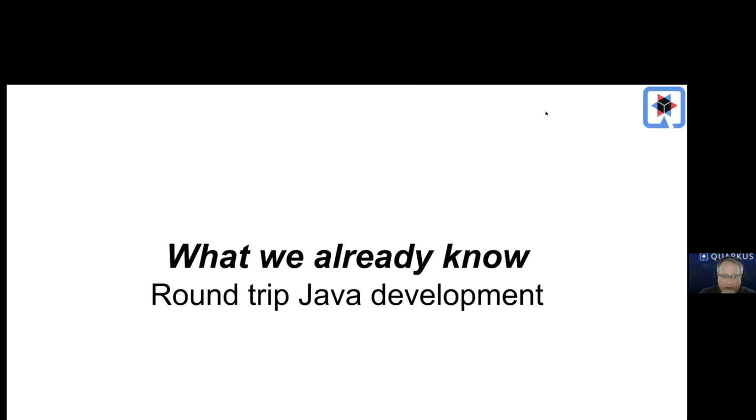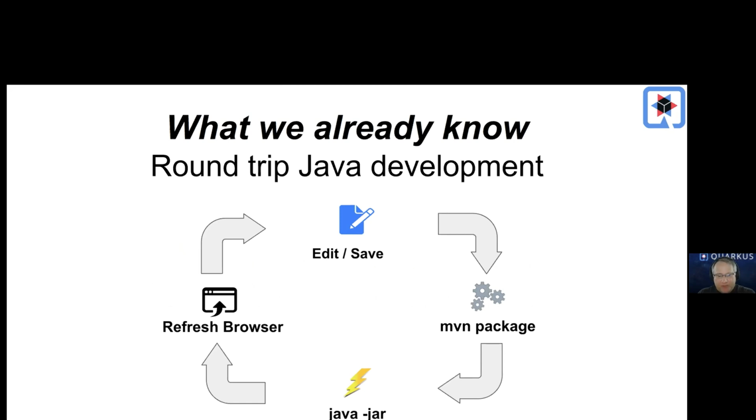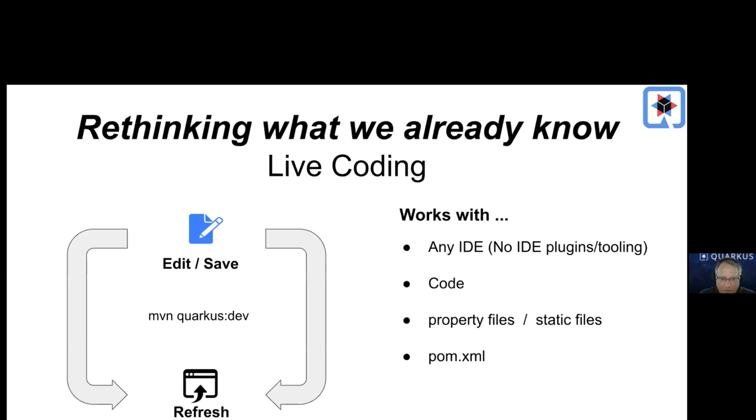All right, what we already know. We know Java, and I brought this up before. We know how to edit our code, package it, run java -jar, refresh the browser to see our change, and if we got an error, or if it works okay and we're going on to the next feature, then we go through this whole thing again, right? And this can take potentially tens of seconds. And sure, there are some Maven plugins or Gradle plugins that can try to make this more expedient. But it's not going to beat what we can do with Quarkus.